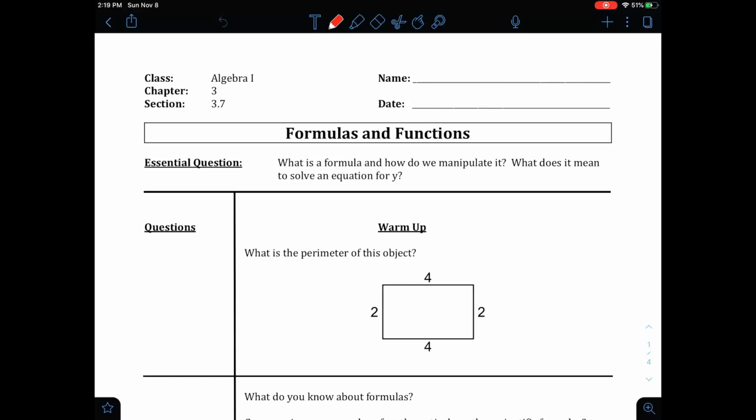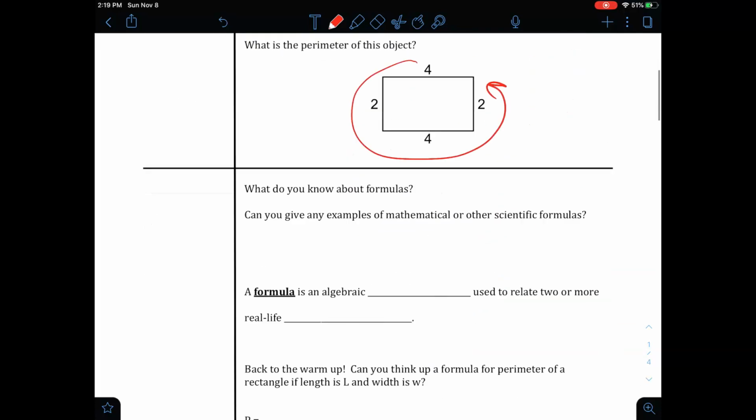Okay, so we have a warm up. It says, what is the perimeter of this object? Go ahead and try to figure that out. See how you do. All right, the perimeter of the object, is that the inside or the outside of the rectangle there? Perimeter is the outside, so we literally just have to add up all around the outside here, right? So we're going to do 4 plus 2 plus 4 plus 2, which is going to equal 12, and that's going to be our answer.